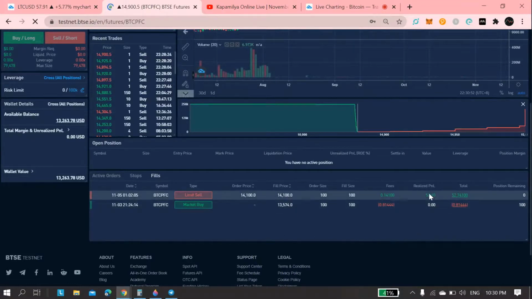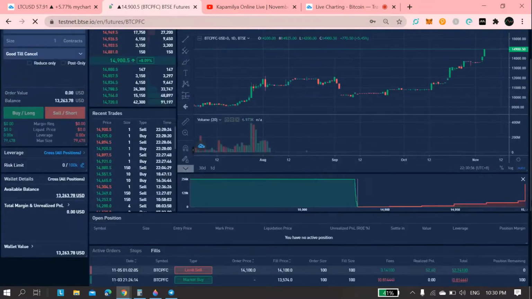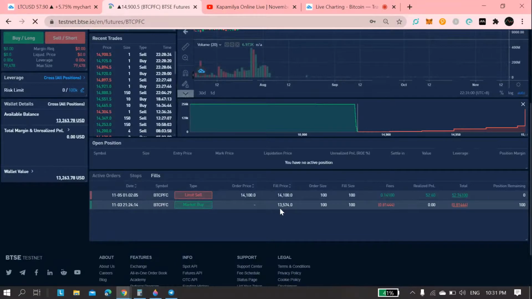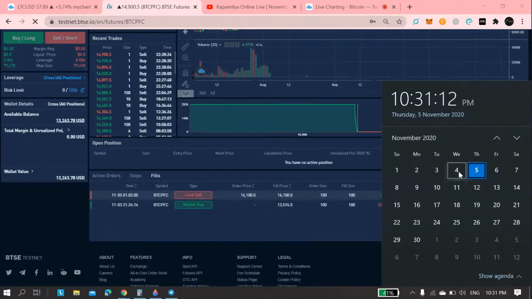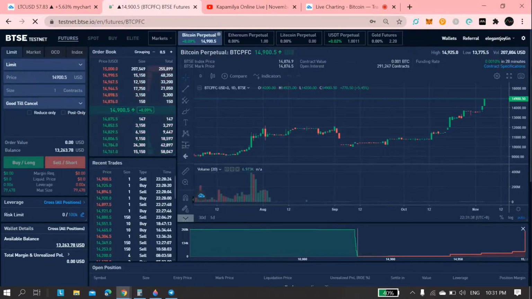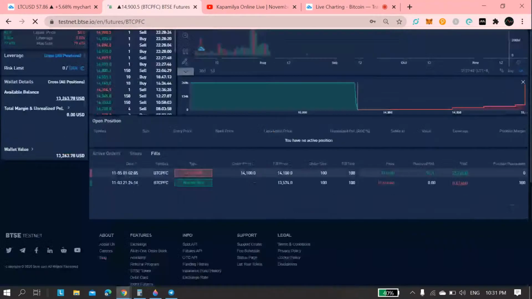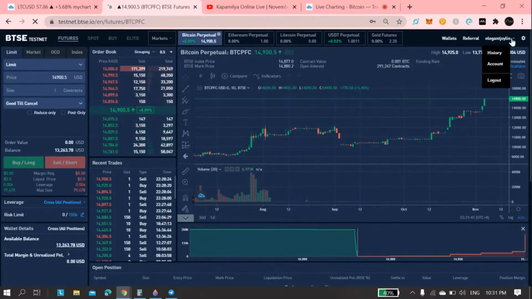$52 supposedly, but this is just a testnet. Entry price around this area, 13,574. I think yeah, this one, on the date November 3. I fell asleep and then I just looked at my position. I think around 2 a.m. when Bitcoin was almost 14,000 something plus, my TP got hit at that time. So I think that's it. I should have had $52. This is just a testnet.